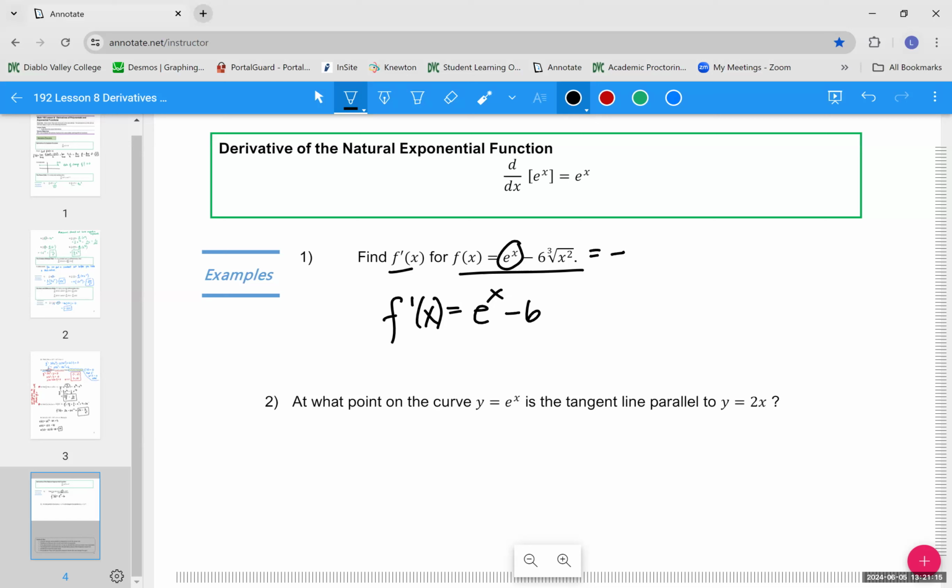Oh, I probably should have rewritten this as 6x to the power over root. So then that makes it a little bit easier for me when I go to apply my power rule. Always simplify. So that would be a 4 over x to the 1/3, or 4 over a cube root of x.